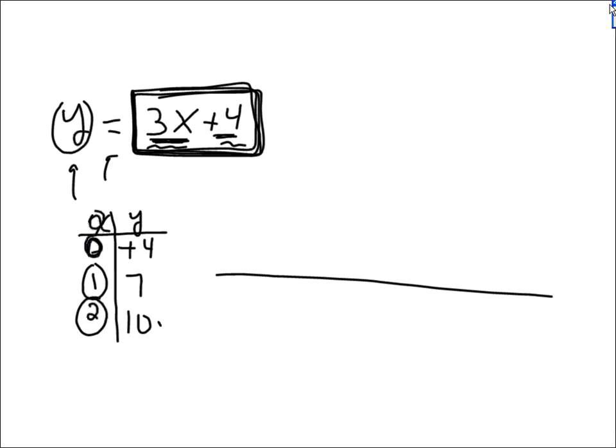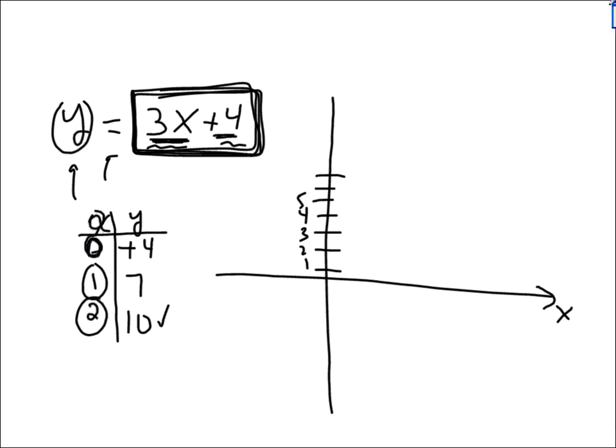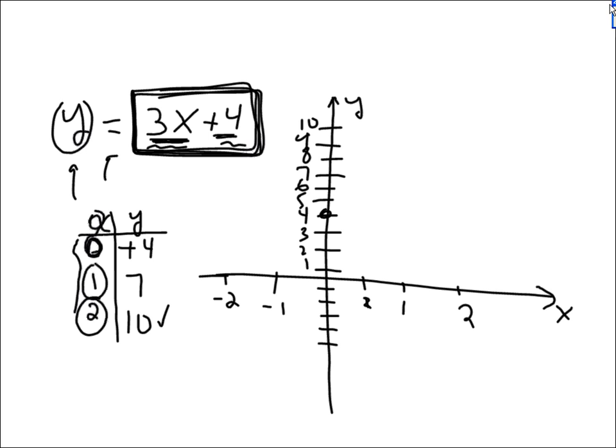And since the y values go up to 10, I'll keep that in mind in my scale. I won't let this be 1 and that be 2. I'll say 1, 2, 3, 4, 5, 6, 7, 8, 9, and 10. The x's only need to go out to 2, so I can actually space those out. Okay, 0, 4 is right here.